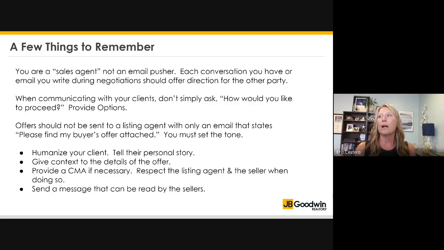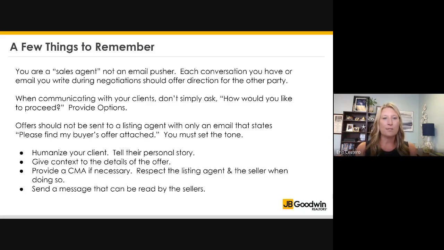When communicating with your clients, don't simply ask, how would you like to proceed? Provide options. An example would be, I've seen some agents in the past that have forwarded over the inspection report and the amendment and said, how would you like to respond? That's really vague, and our position in this transaction should be to coach individuals. So though we have to be careful from a liability standpoint, we don't ever want to say that high water pressure isn't a big deal and drive specific directions with respect to that. We do want to give them their options so they understand what those may be.